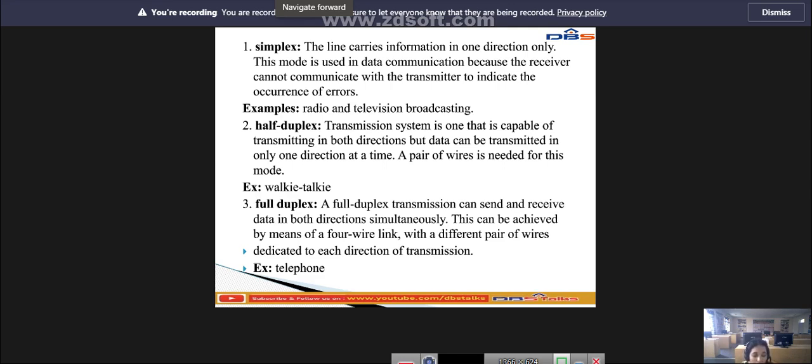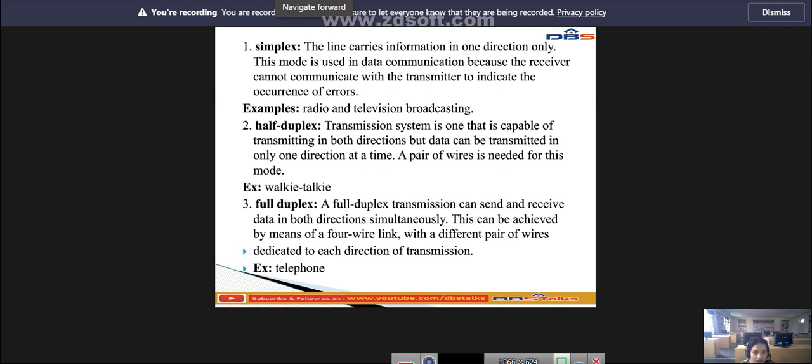Consider the line between device A and device B. Device A is the transmitter and device B is the receiver. The transmitter sends the information in only one direction. On the receiver side we don't have any communication with the transmitter to indicate the occurrence of errors.